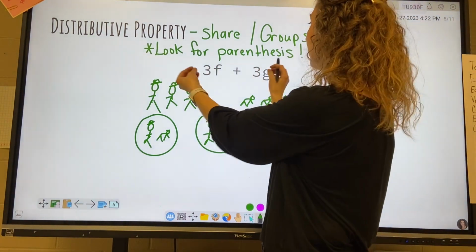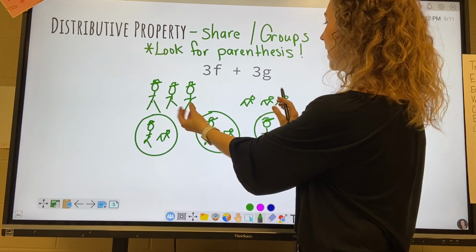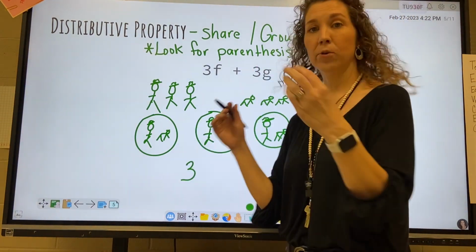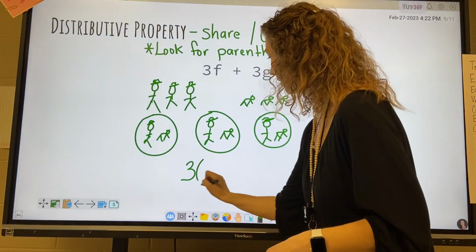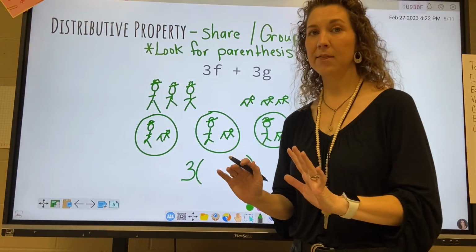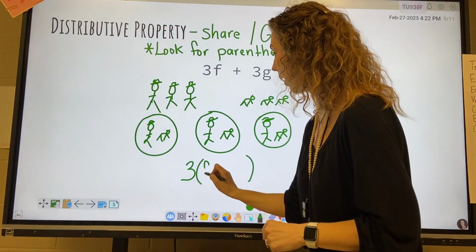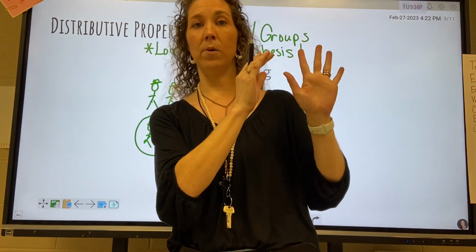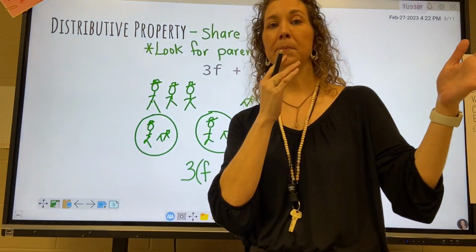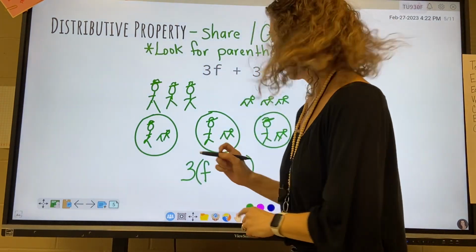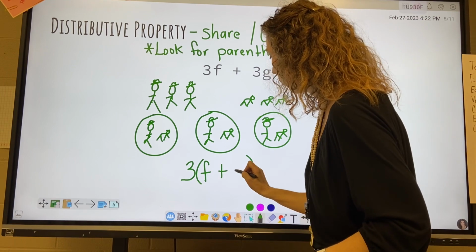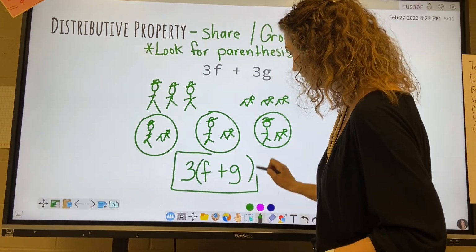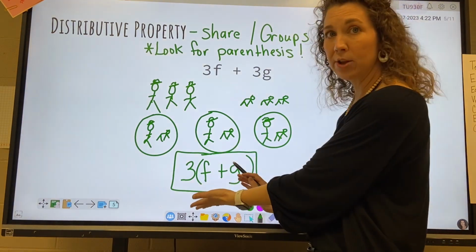So we're kind of going to rearrange this, and we're going to say we have 3 groups. And for the groups, we use parentheses. And in those 3 groups, we're going to have 1 farmer. And we don't put the 1. Think about that poster over there. We don't put the 1 because it's invisible. So we have 1 farmer and 1 goat. And that is how you would write that answer using the distributive property.